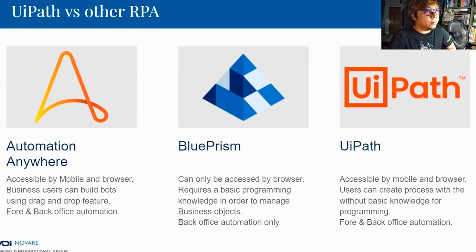Several differences from the leading RPAs in the industry. In terms of architecture, UiPath and Blue Prism use a client-server architecture, while AA, or Automation Anywhere, uses a cloud-native, web-based microservices architecture.